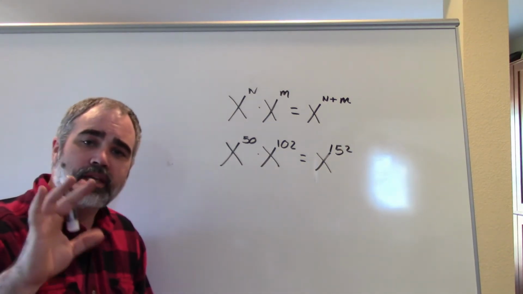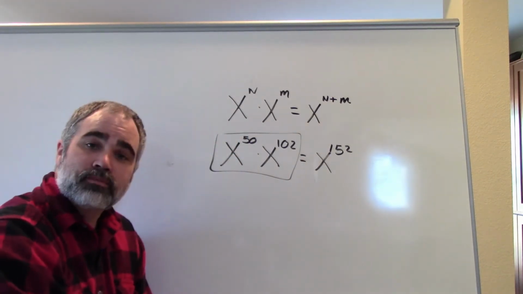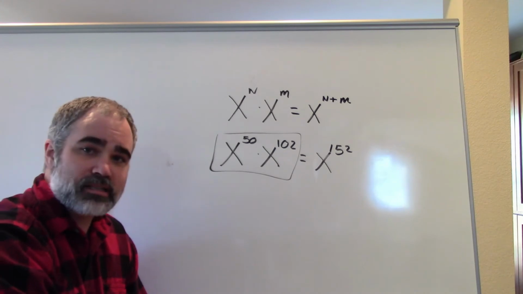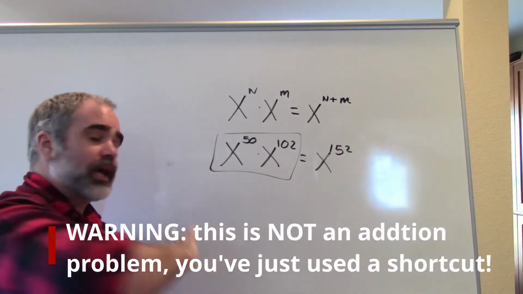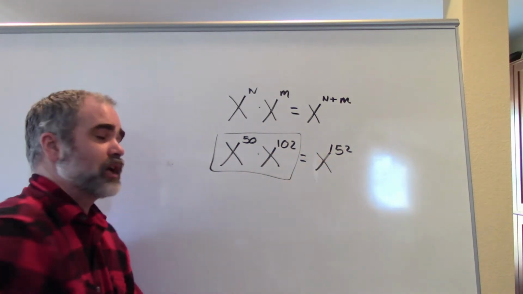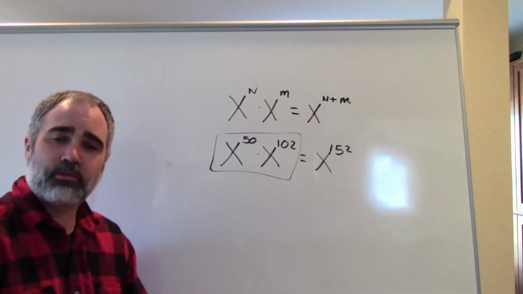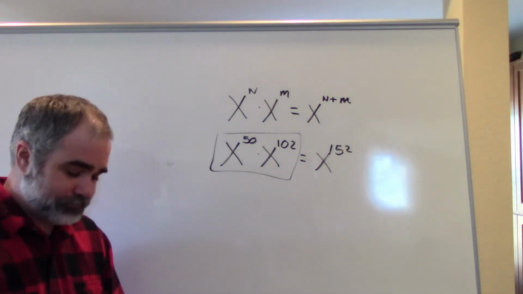Be really careful though. This is absolutely a multiplication problem. Just because I have a shortcut that allows me to add exponents, that doesn't mean I'm actually doing addition. It's a shortcut that allows me to multiply a whole bunch of stuff together to get a result. I am multiplying here. The shortcut is that I'm adding the exponents together, but that does not make it an addition problem. So please don't get that confused.